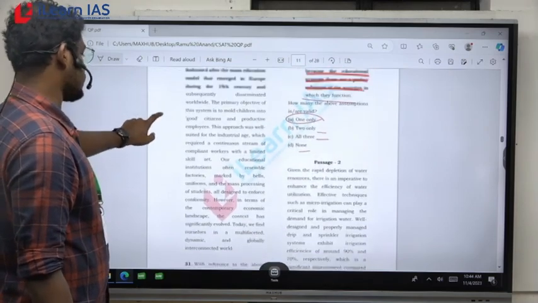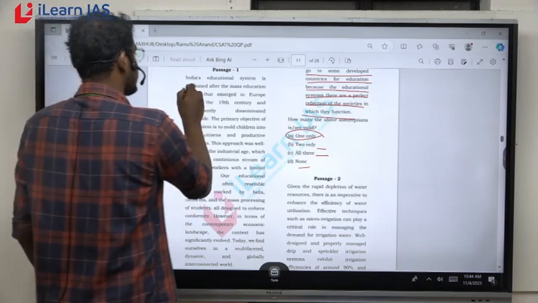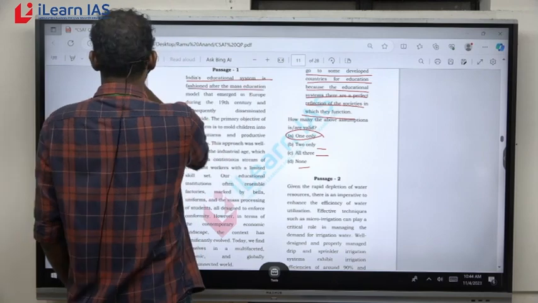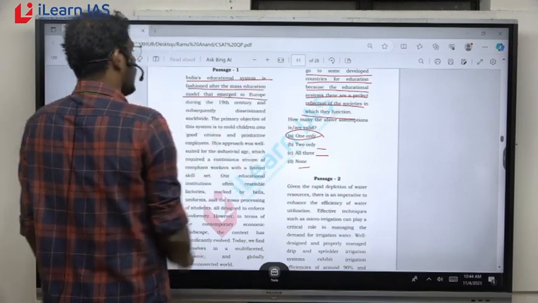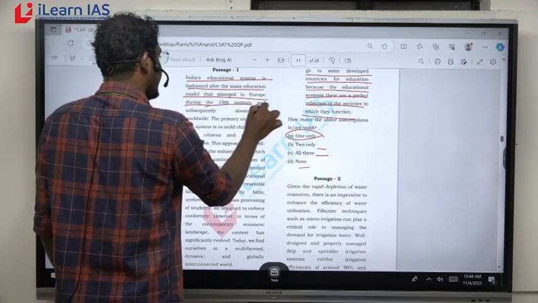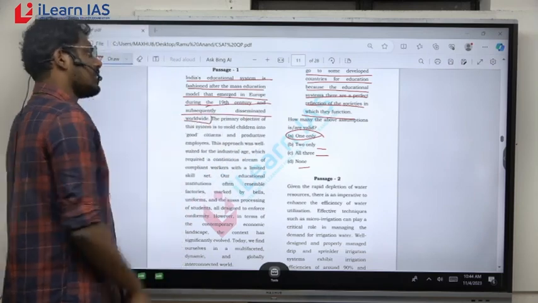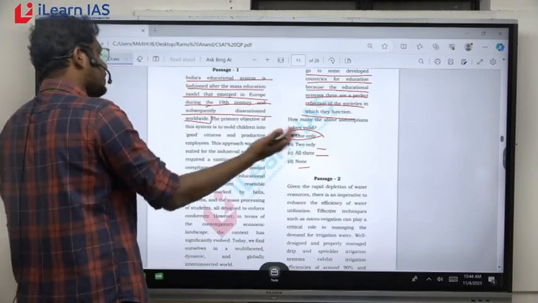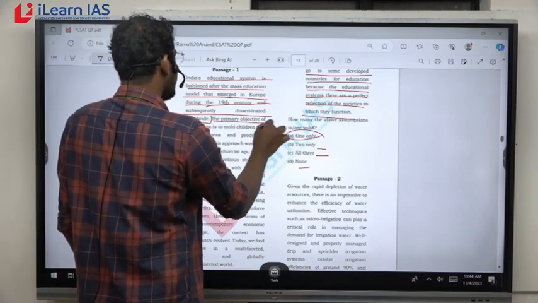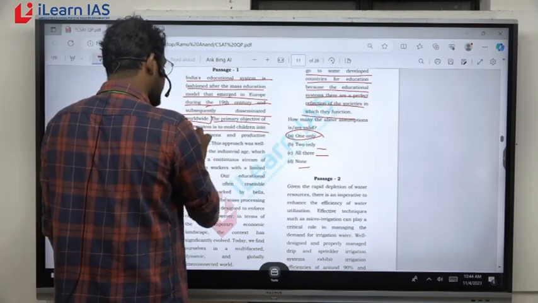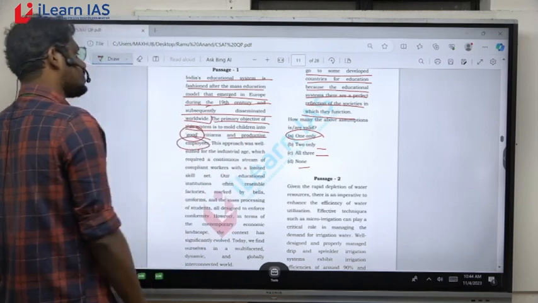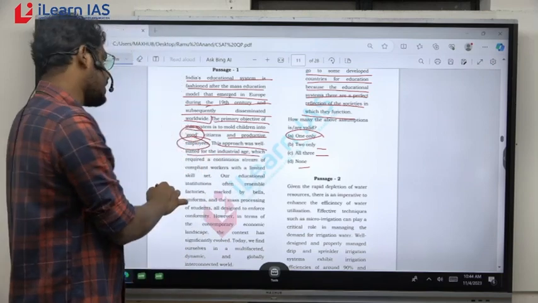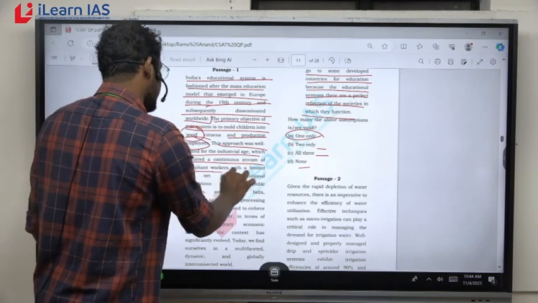Now let's read the passage. It reads, India's education system is fashioned after the mass education model that emerged in Europe during the 19th century and subsequently disseminated worldwide. So actually we are still following the European culture of education, which was subsequently disseminated worldwide. The primary objective of the system is to mold the children into good citizens and productive employees. This approach was well suited for the industrial age, which required a continuous stream of compliant workers with a limited skill set.